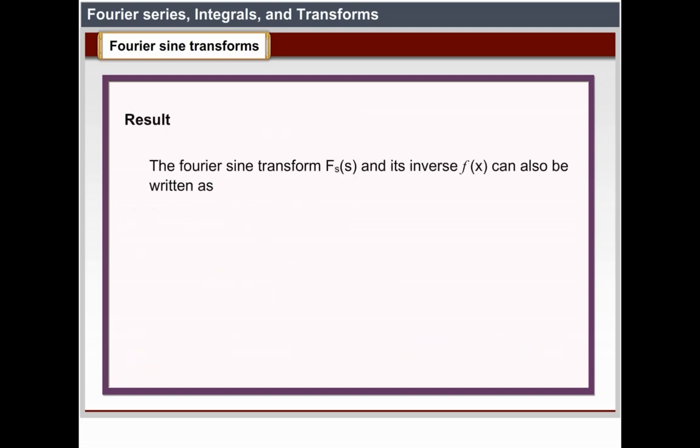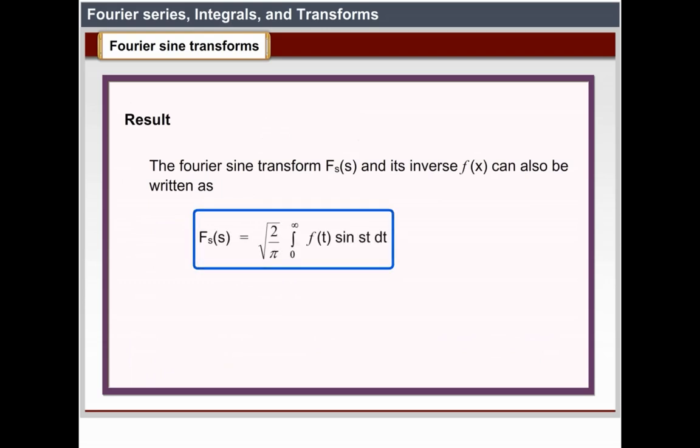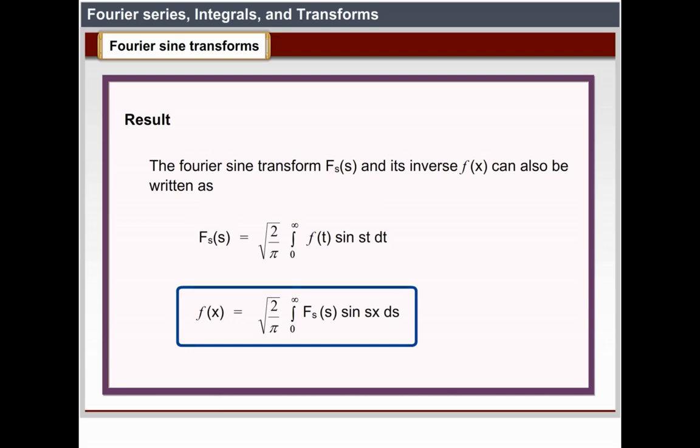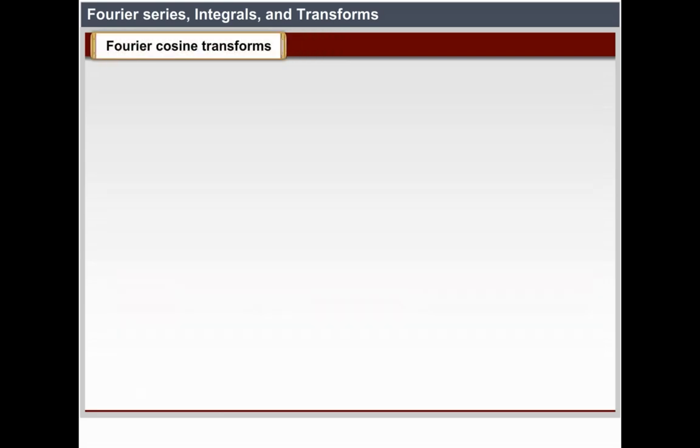Result. The Fourier sine transform capital Fs of s and its inverse f of x can also be written as Fs of s, that means capital Fs of s equal to square root of 2 by pi integral 0 to infinity f of t into sin st into dt. Then f of x equal to square root of 2 by pi integral 0 to infinity capital Fs of s sin sx into ds. Fourier cosine transform.